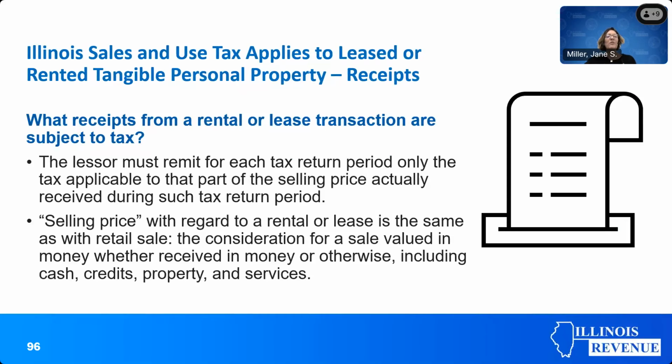What receipts from a rental or lease transaction are subject to tax? The lessor, the owner of the property, must remit for each tax return period only the tax applicable to that part of the selling price actually received during such tax return period. The selling price with regard to a rental or lease is the same as with a retail sale: the consideration for a sale, valued in money, whether received in money or otherwise, including cash, credits, property, and services.